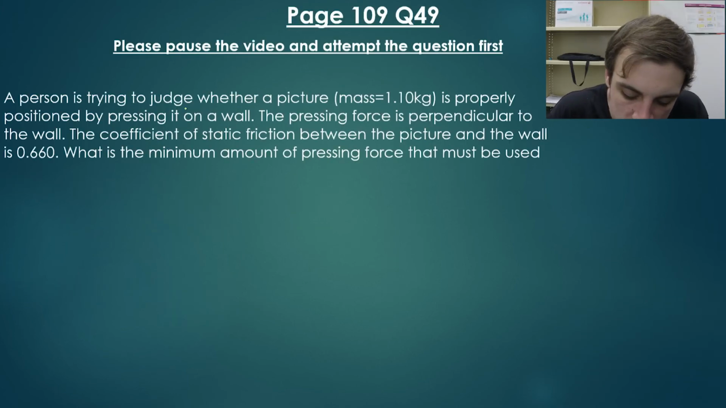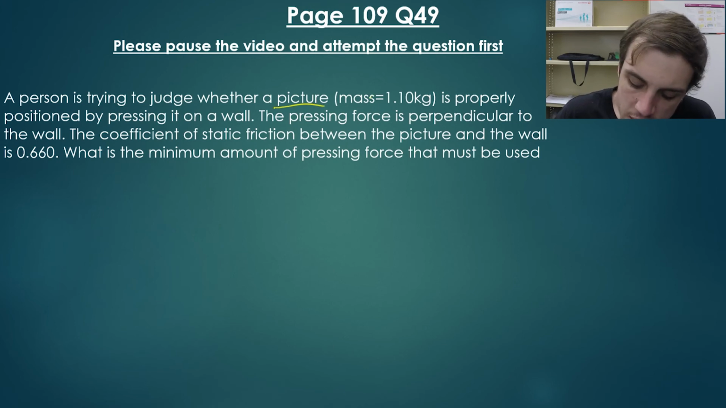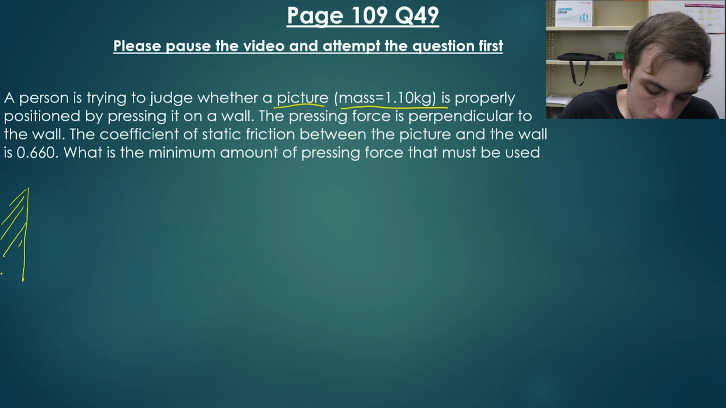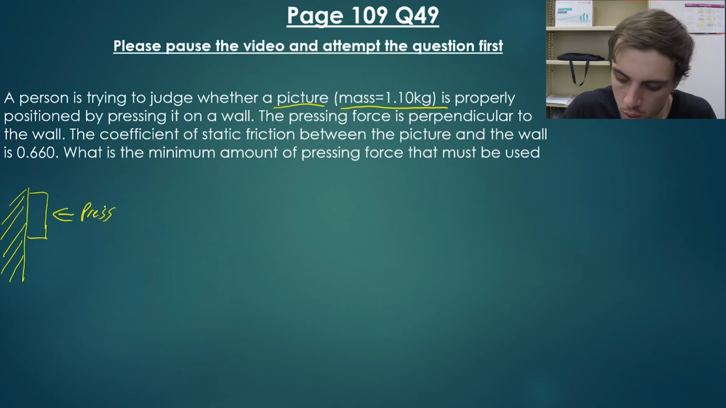Okay, so a person is trying to judge whether a picture, so we've got a picture that has a mass of 1.1 kilograms, is properly positioned by pressing it onto a wall. We've got a bit of a wall here, and someone is trying to press a photo frame onto the wall. So the pressing force is perpendicular to the wall. Okay, so that's perpendicular. So we've got our wall here, 90 degrees.